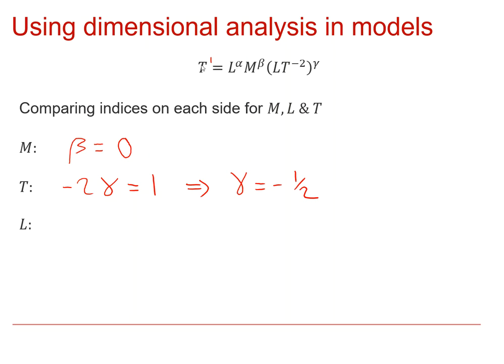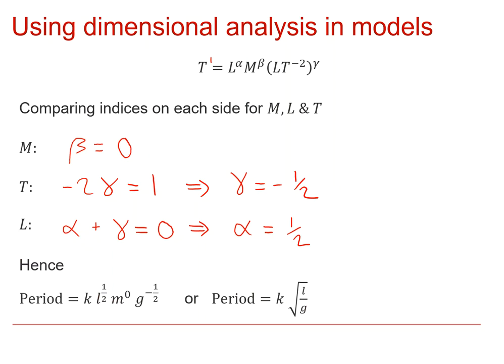And then for length, well, again, just like mass, we've got no length here. So on the left hand side we've got 0. What power is length raised to on the right hand side? Well, it's alpha there and then gamma there, so it's to the power of alpha plus gamma using rules of indices. So we can say that alpha plus gamma equals 0, and therefore alpha must equal minus gamma, and in other words alpha must be equal to plus 1/2.